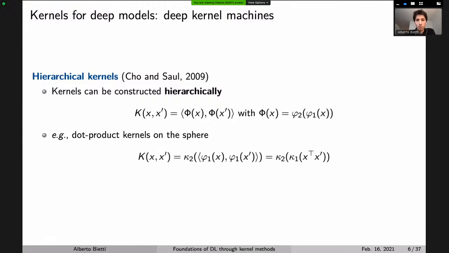Then for the outer one, instead of taking an inner product directly between x and x prime, you might take an inner product between some features of x and x prime, which maybe themselves come from another kernel kappa 1. And so in the end, by composing these feature maps, you actually get the composition of kernel functions. Okay, so it's a similar kind of kernel, but perhaps it has some different properties.